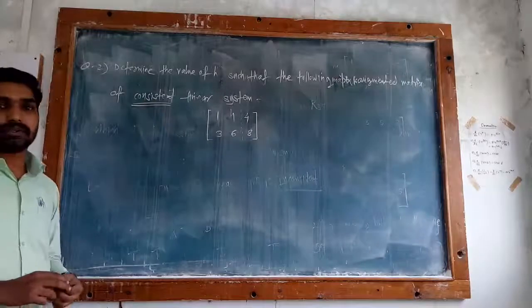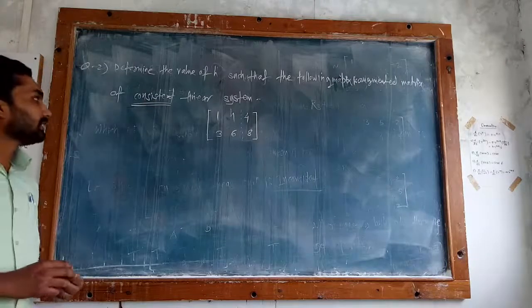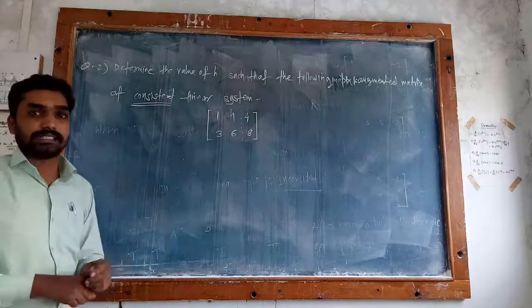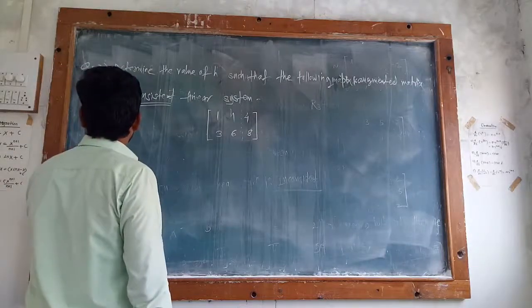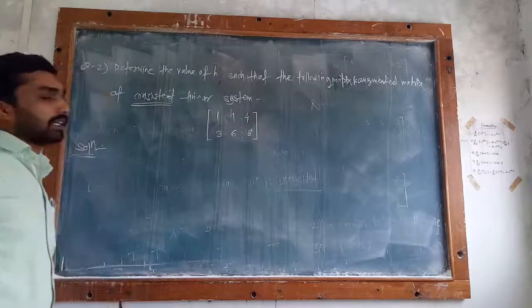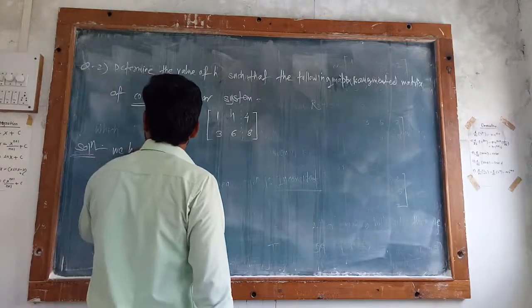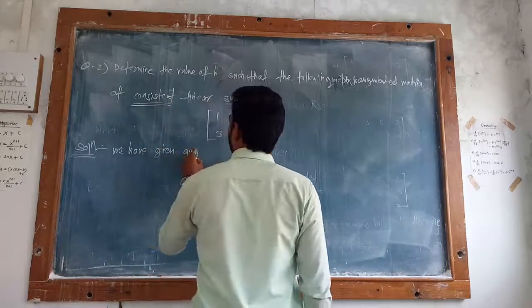So the given augmented matrix is consistent. What do you mean by consistent? That means the given linear system has either one solution or infinitely many solutions. So that means a consistent linear system. So let us start the solution of the given problem. What is given? We have the given augmented matrix.